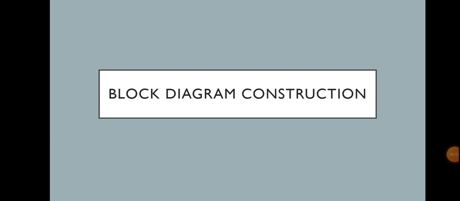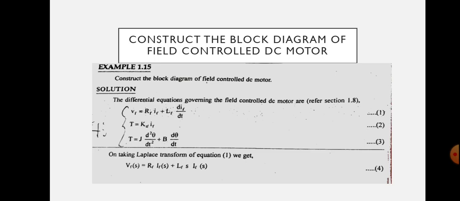Students, this presentation is all about block diagram construction. First of all, we can construct the block diagram of a field controlled DC motor. We have discussed the field controlled DC motor, derived the equation for its transfer function, and written the different electrical circuit equations and mechanical circuit equations. So you should remember all those equations for constructing the block diagram of a field controlled DC motor.